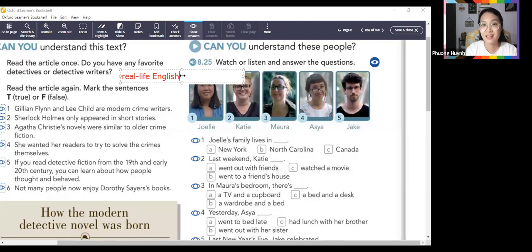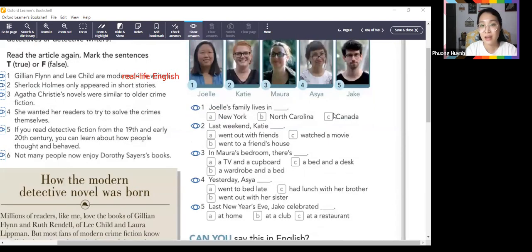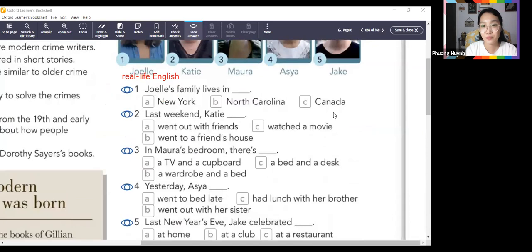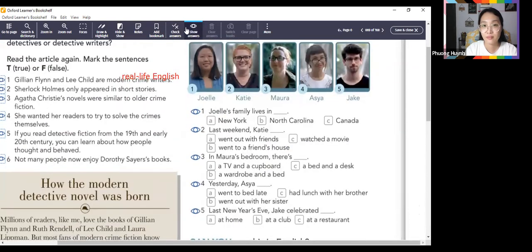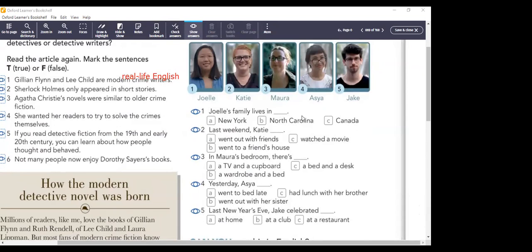Rồi, bây giờ bạn sẽ nghe người ta phỏng vấn 4-5 cái người này ha, có Jolie, Katie, Mara, Asia and Jake. Rồi thì mỗi người này sẽ có một câu hỏi riêng của họ. Bạn nhìn qua những câu hỏi này ha. Rồi, so now I give you a few seconds. Bạn đọc qua câu hỏi trước bạn.